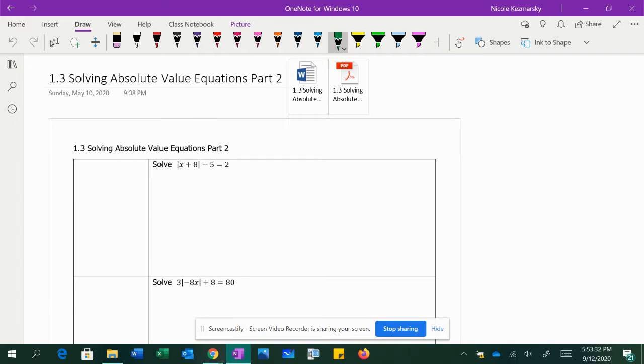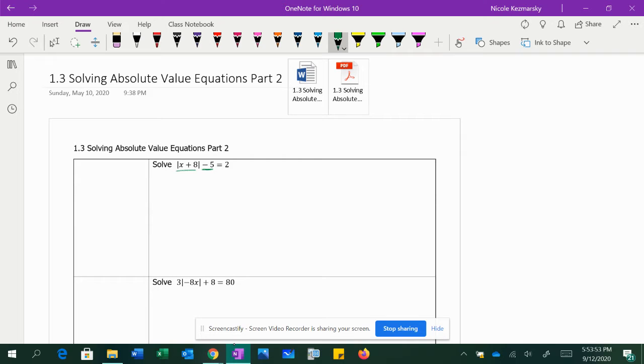This is 1.3, Solving Absolute Value Equations, Part 2. In this part, we're going to have absolute value equations where there are terms outside of the absolute value, outside of the bars. So in this first example, we have the x plus 8 inside the absolute value, but then we have a minus 5 outside the absolute value.